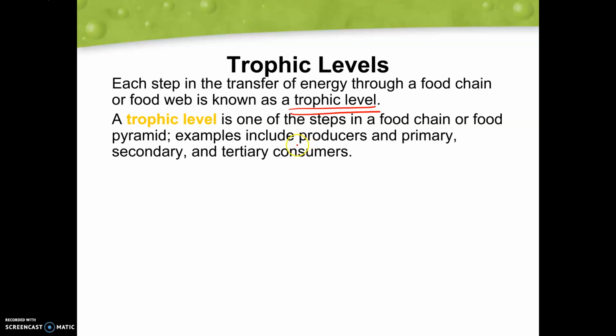Our examples here are producers, primary, secondary, and tertiary consumers. So in that example that we just saw, our grasses would be our producers, our primary consumer would be our grasshopper, our secondary consumer would be that little bird, and our tertiary consumer is going to be the hawk all the way at the top.